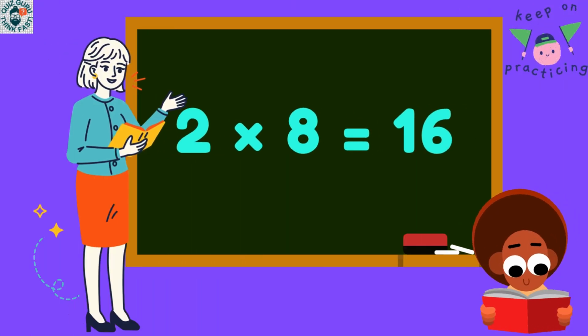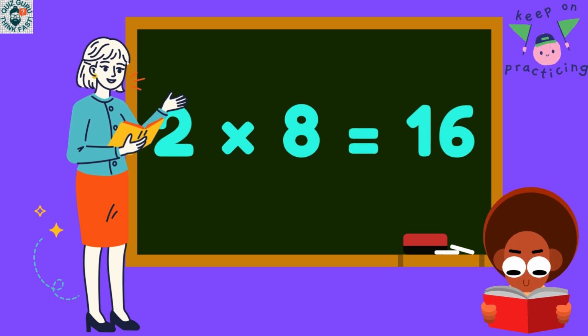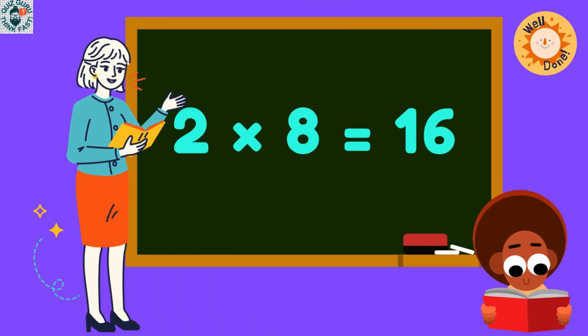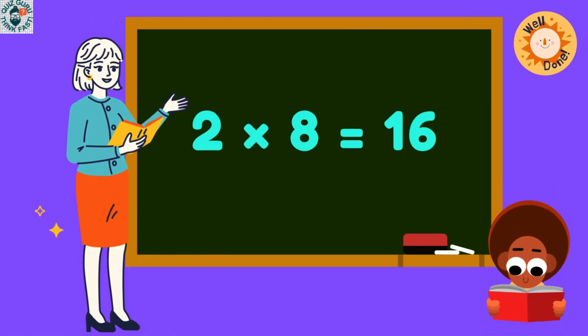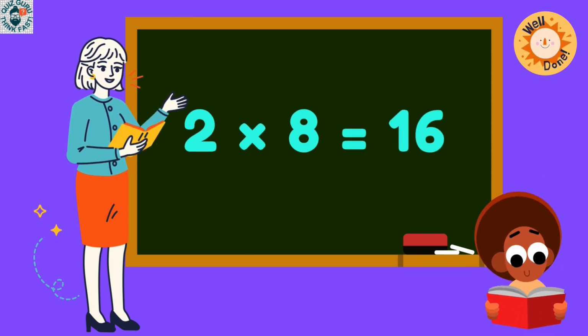2 times 8 is 16. 2 times 8 is 16. 2 times 8 is 16.